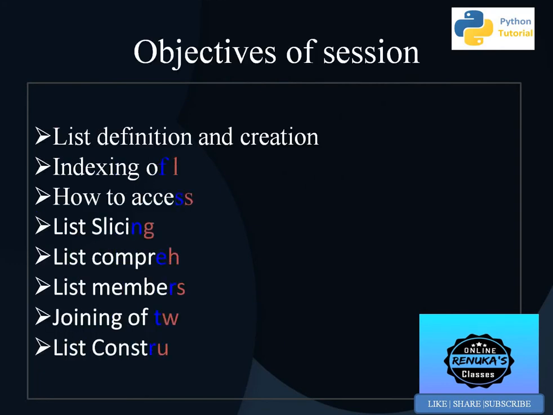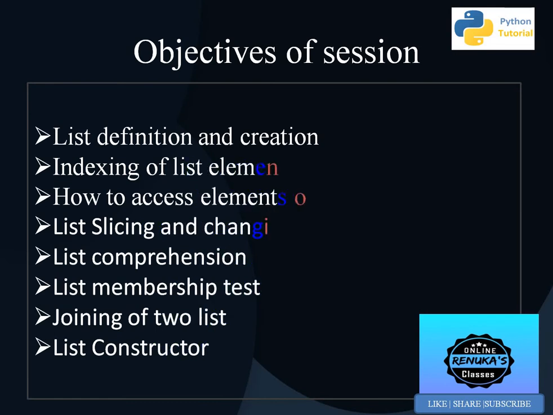So what is the definition of list and how a list can be created, indexing of list elements, then how to access elements of a list, slicing and changing elements in a list, comprehension, list membership test, joining of two lists and list constructor. These all we are going to discuss in our today's session.